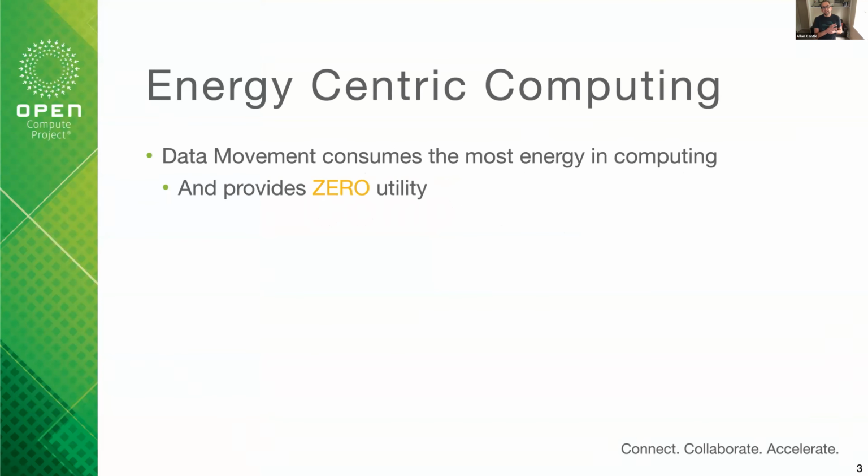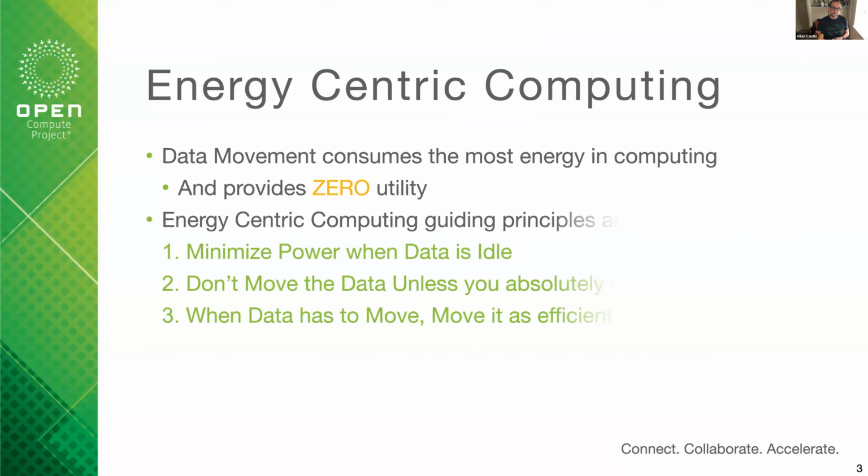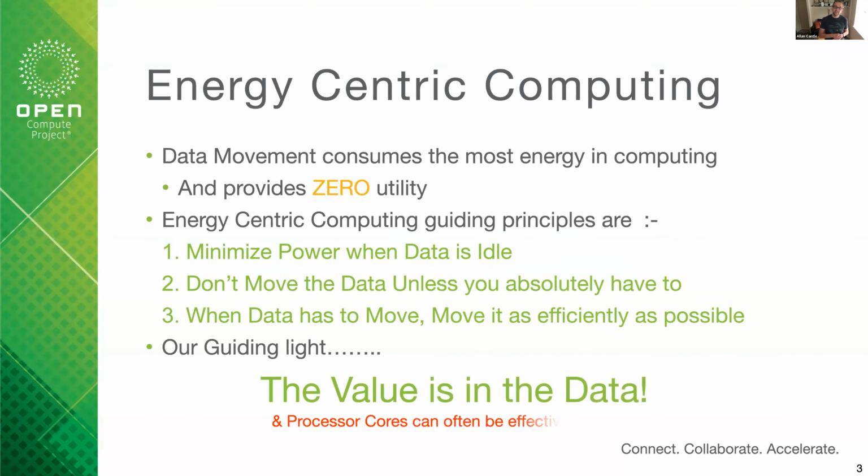Energy-centric computing: we all know that data movement consumes the most energy in computing, and it provides zero utility. You obviously want the processors to do the work, not spend time moving data. So over the years, I've come to these three guiding principles. One, minimize power when the data is idle. Two, don't move the data unless you absolutely have to. And three, when data has to move, move it as efficiently as possible. And our guiding light is that the value is in the data, and the processor cores can often be effectively free, so distribute them freely.